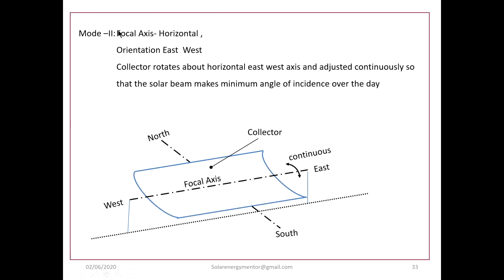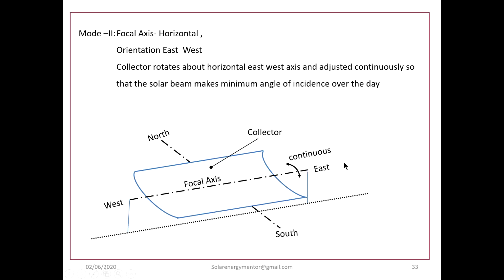In mode 2 tracking, the focal axis is again horizontal. So the focal axis is horizontal. Orientation is again same, east to west. Then collector rotates about horizontal east-west axis and adjusted continuously so that the solar beam makes minimum angle of incidence over a day. Now here this is not a once adjustment. So collector rotates about east-west axis.